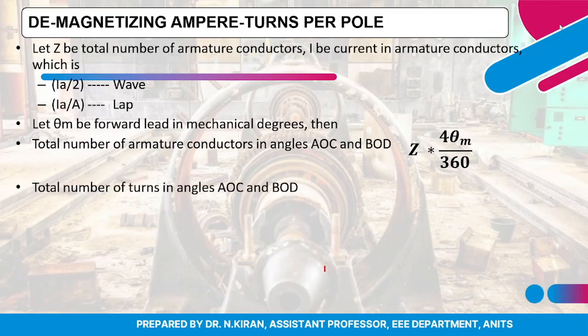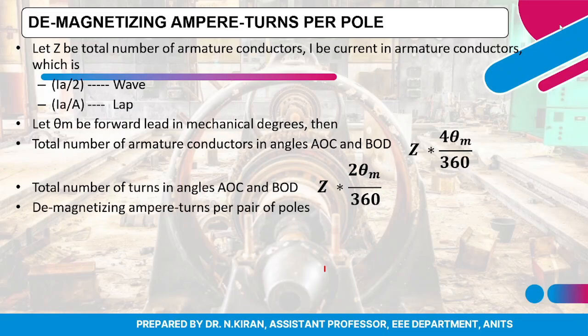These are the armature conductors, but if I want the number of turns in these angles AOC and BOD, it is nothing but Z into 2 theta m by 360, because we know one turn consists of 2 conductors. Since armature conductors are Z into 4 theta m by 360, and I need the number of turns in these angles, if we halve the number of conductors, that will give the number of turns in these angles.